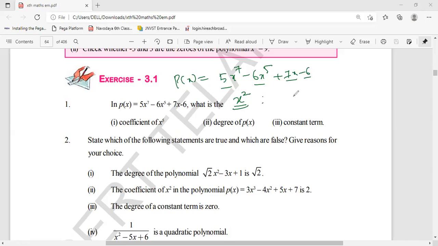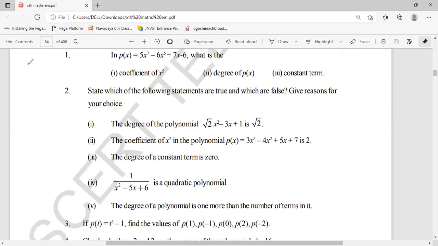Therefore, we can say that the coefficient of x square is 0. Next, state which of the following statements are true and which are false. The degree of the polynomial is root 2. They are asking whether the degree of the polynomial is root 2.